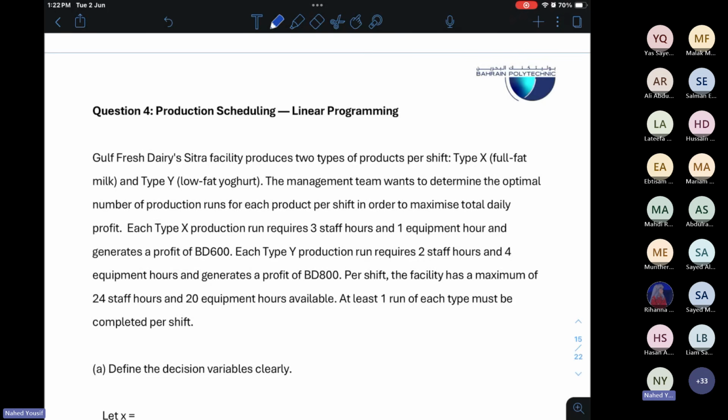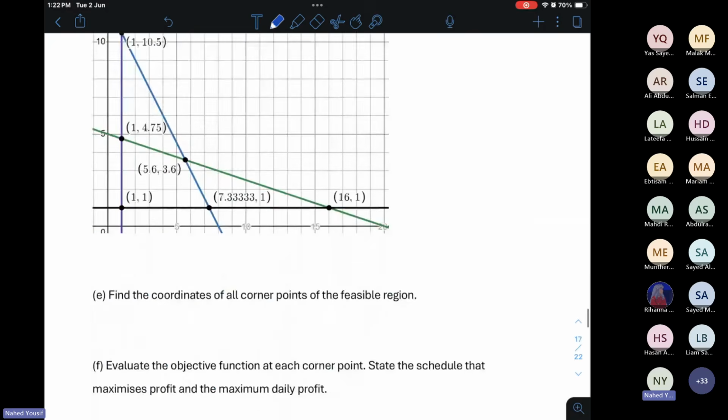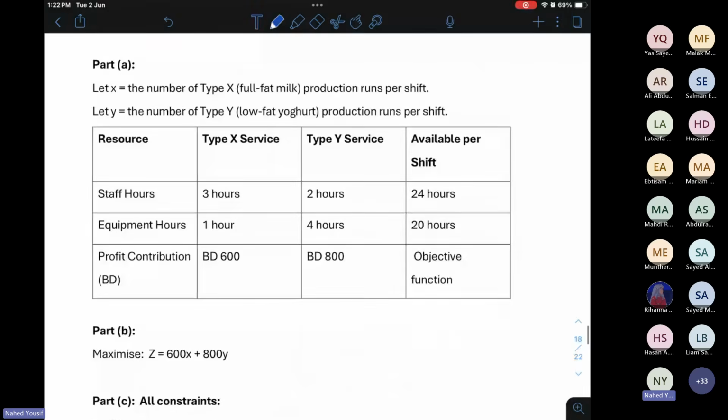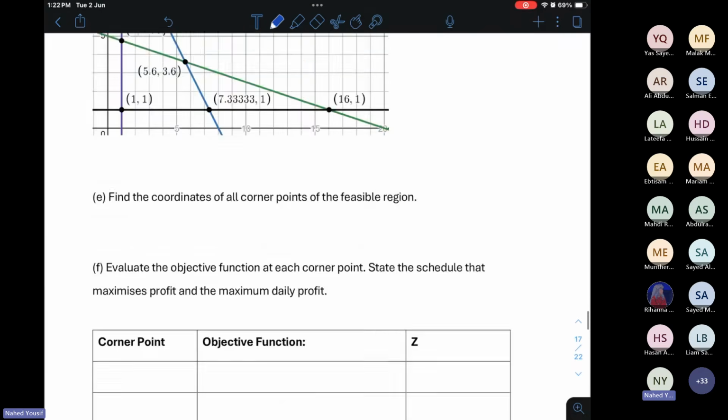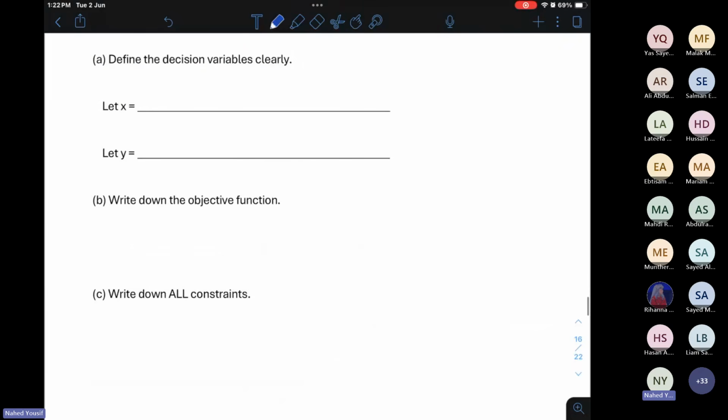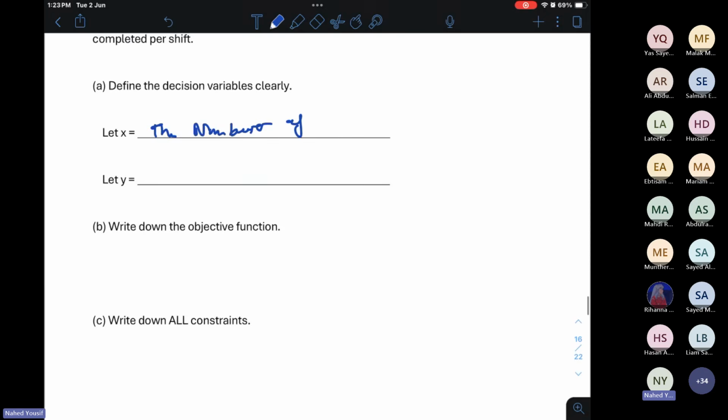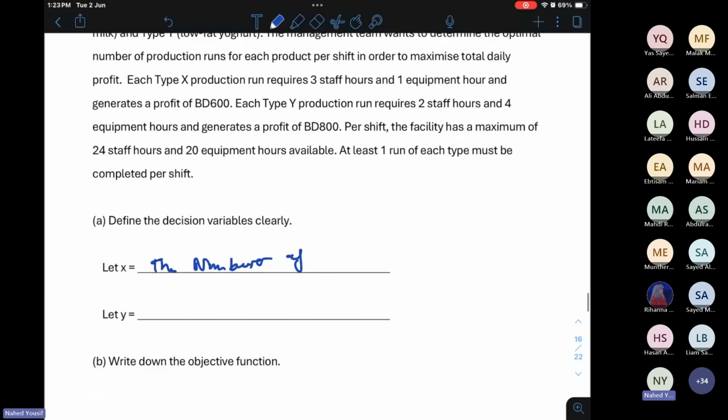So according to this, we can go here directly. So the number of type X. X will be the number of type X. So just write it in your answer, the number of type X. Okay, this will be the number of, because he's saying type X.